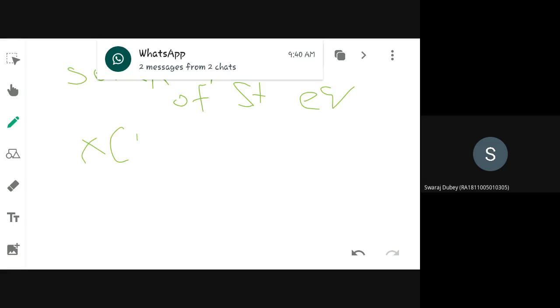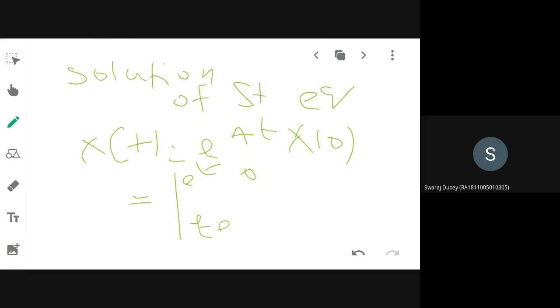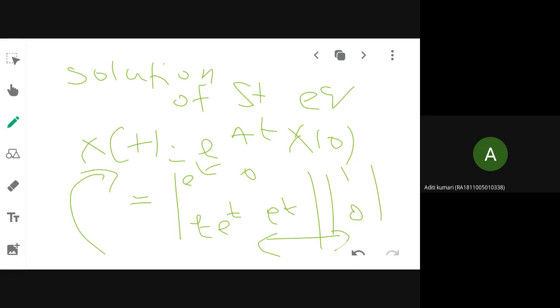x of t is equal to e power At into x of 0. Just now we have found out e power At. What is e power At? e power t, 0, t into e power t, e power t. What is x of 0? That is given in the problem. x of 0 is also given now. You have to multiply these two and that will be your solution. So tell me what is the answer.